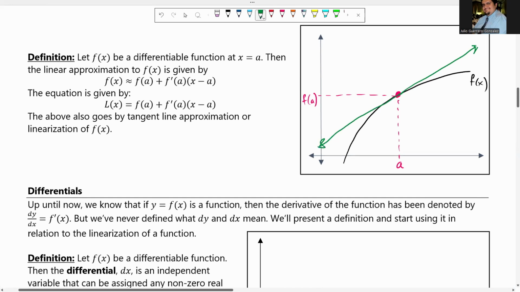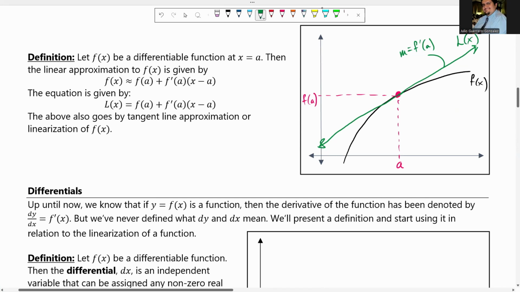Bam. This is what we call the L of x. This L of x has a slope m, which is f prime of A. Basically saying that the slope of this line, L of x, is equivalent to the derivative of that function at that value A. That's it. That's all it says.